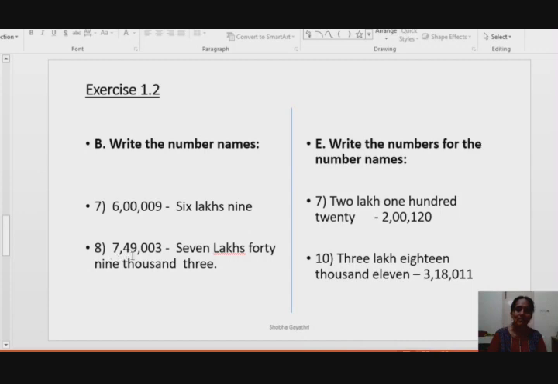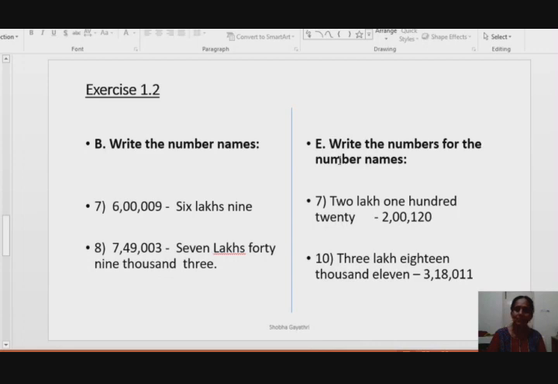7,49,003. So write 7 lakhs. Write the period name instead of the comma. Lakhs it is. Now 49. Write 49 in words. Then write your period name. It is the thousands period, right? Now the hundreds place and tens place are 0. Be silent in your word form. Write only 3. 7 lakhs 49 thousand 3.